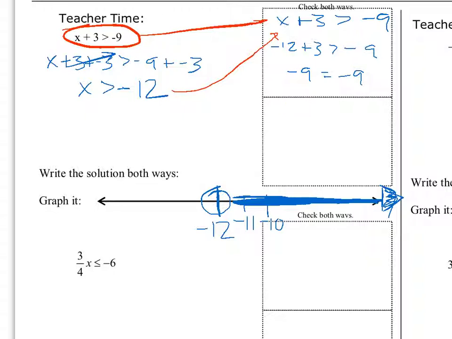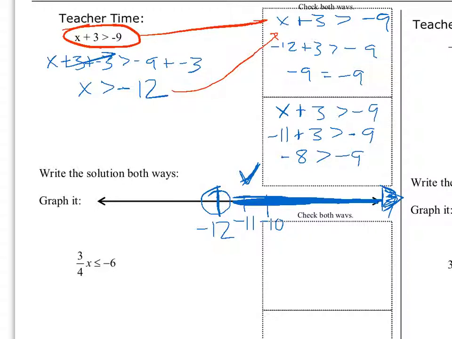I'm going to rewrite my inequality. x plus 3 is greater than negative 9. RJ says let's plug in negative 11. That's totally fine. Negative 11 plus 3 is greater than negative 9. So I'm just taking this check value on this shaded side. Negative 11 plus 3, that's opposite sign subtract, is 8. Take the sign of the larger number. Negative 8 is greater than negative 9.